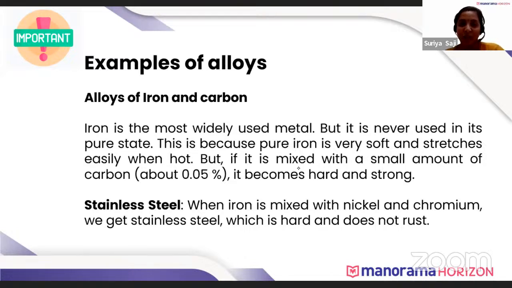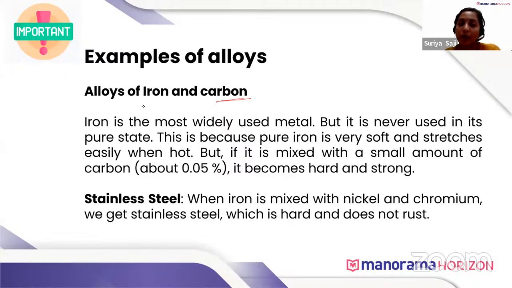Okay. So now, iron is the most widely used element. We know that we are using iron for many purposes. In its pure state, it's not used. We'll add some amount of carbon to it, so that it will become hard and strong. So we'll make alloys of iron and carbon. We have to note here that carbon is a non-metal. Iron is a metal, but here we are adding carbon to make the properties a bit better. Then next is stainless steel.